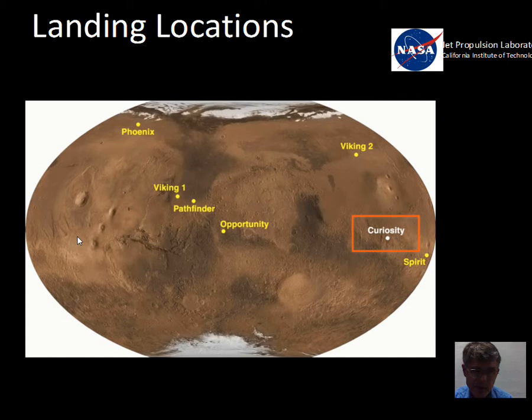So that was done. This global view, I believe, is from the Viking orbiter, 1976. And you see here plotted out the successful landing missions. Viking 1 and 2 in 1976, Pathfinder in the late 1990s, a rover. The Phoenix probe that dug underneath the soil and found water ice, and Opportunity and Spirit, larger rovers about the size of a golf cart, and Opportunity is still driving. These landed in 2004, both did, and Spirit's no longer operational, but the Opportunity rover is still collecting data. And then the Curiosity rover that's been on Mars since August 2012.